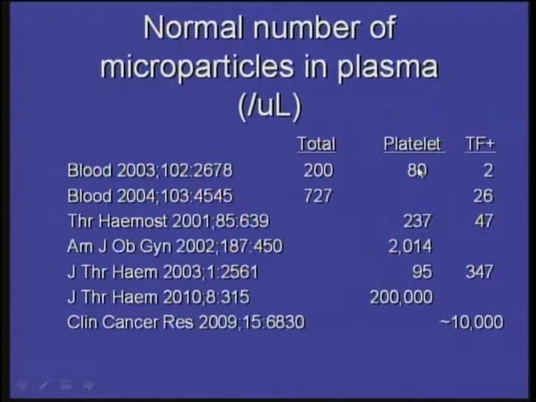This one said there's 200 platelet microparticles and 47 per microliter tissue factor positive. These guys said there's about 2,000 per microliter. These guys said, no, 95 and 347. Then they came out and said 200,000. And then these guys came in and said, no, you're all wrong, there's about 10,000 tissue factor positive microparticles. So you can see that the literature has not quite come to grips with this. Some think there's 2 per microliter that's normal, and some think there's 10,000 per microliter that's normal. And so we spent a few years fooling with this.